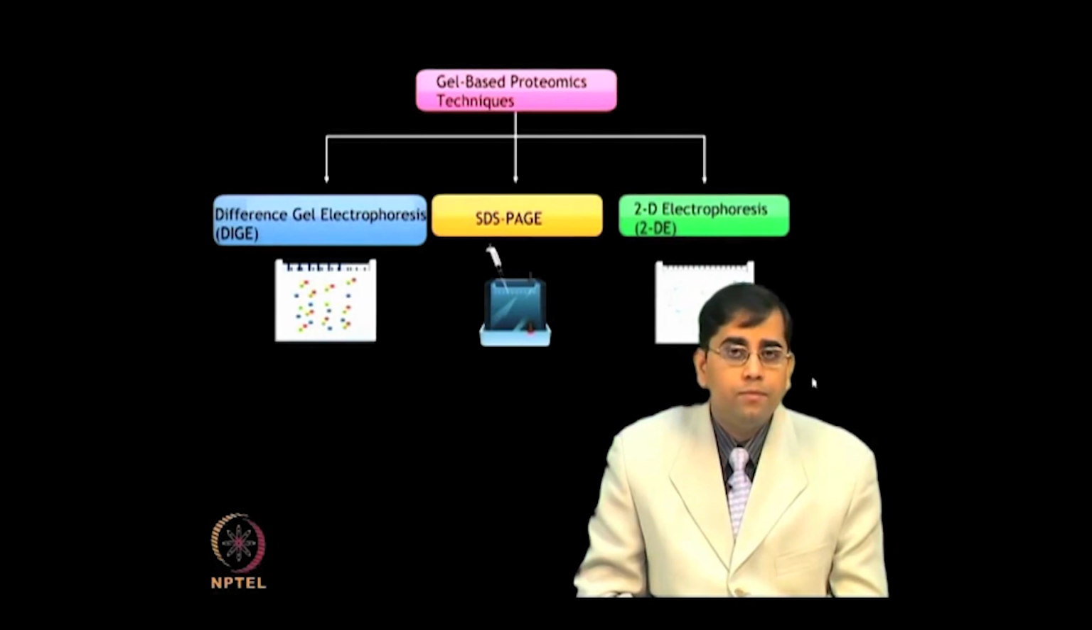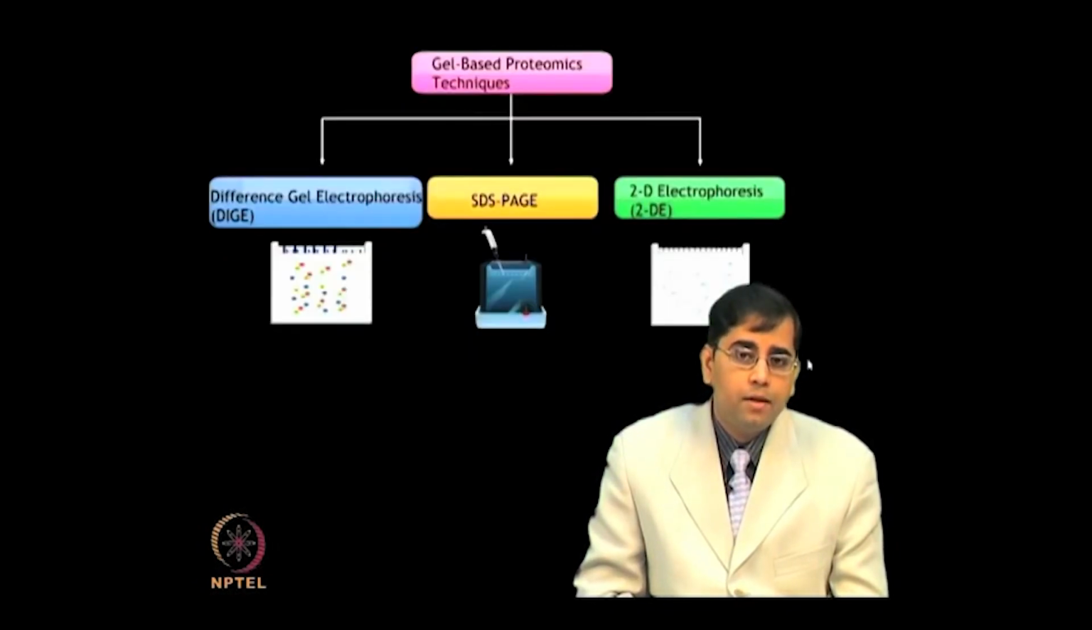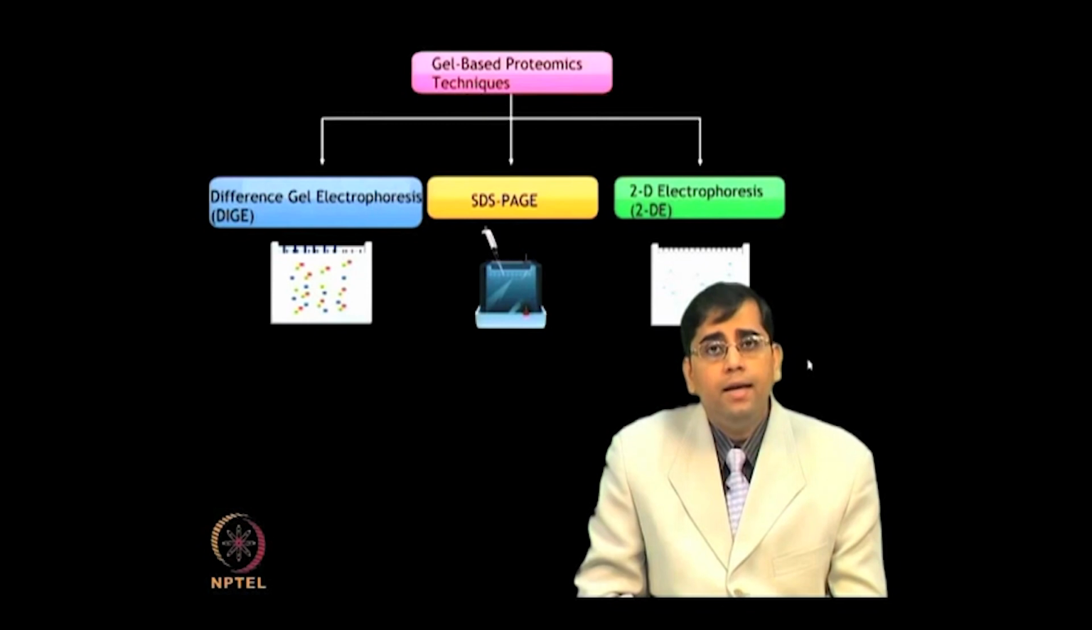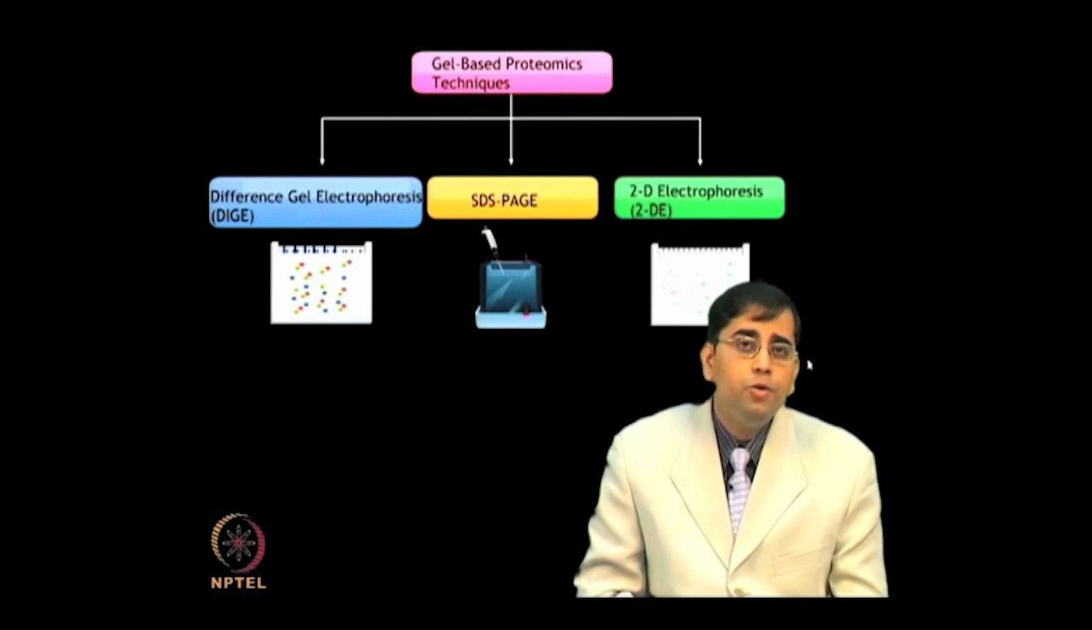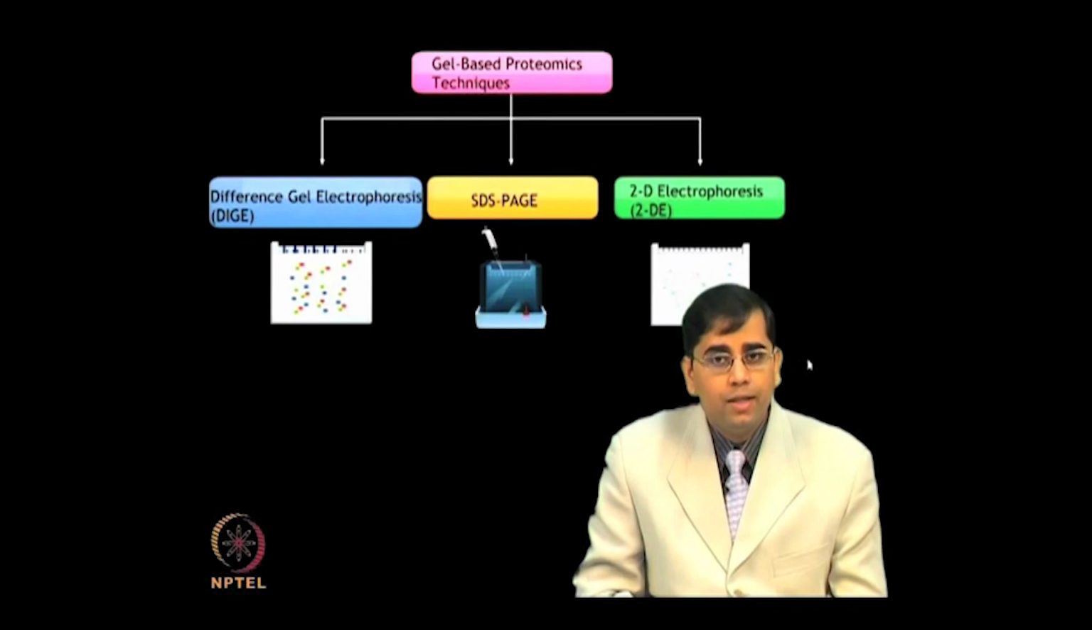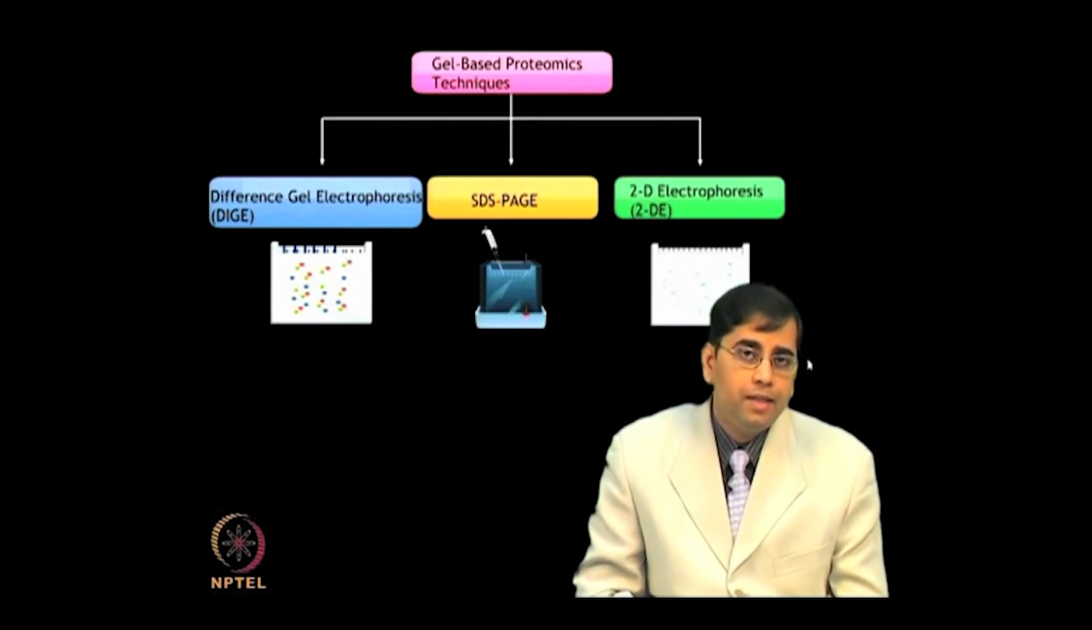Some of the limitations of two-dimensional electrophoresis can be overcome by difference gel electrophoresis or DIGE technique. 2DE or DIGE in combination with mass spectrometry has been the standard technique for proteome analysis. The two-dimensional electrophoresis involves protein separation on a pH gradient based on their isoelectric point using isoelectric focusing, followed by separation in second dimension using SDS PAGE.